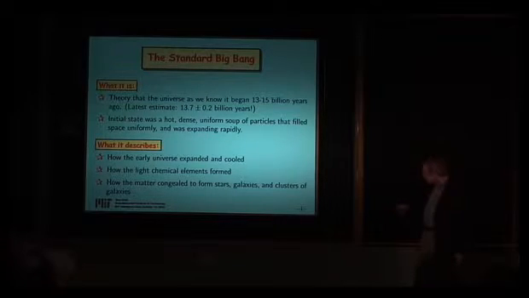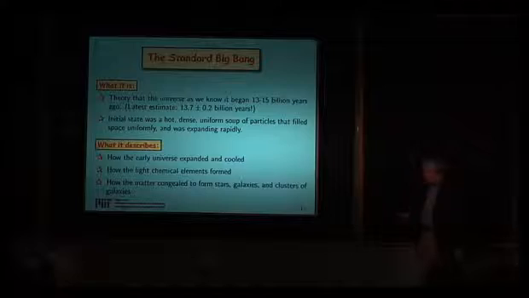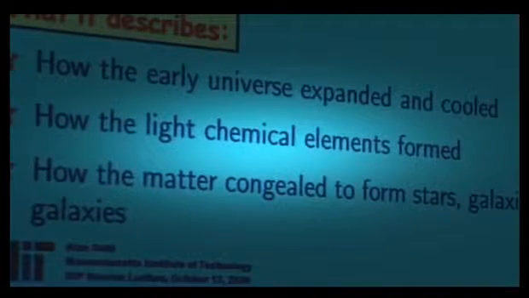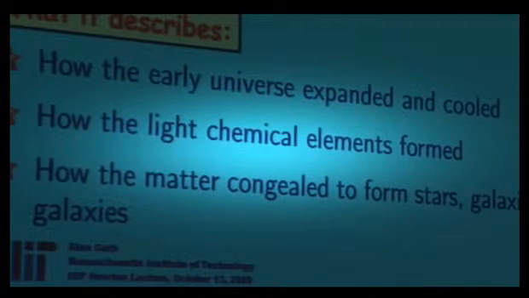In particular, it explains how the early universe expanded and cooled, and you could actually calculate how fast that expansion and cooling should take place in a very simple way. You can calculate how the light chemical elements formed, because this model started when the universe was so hot that even the nuclei of atoms would not have been stable. So the nuclei have to form later as the universe cools. This work was started by George Gamow and his collaborators back in the 1940s.